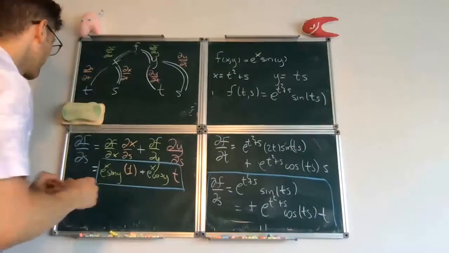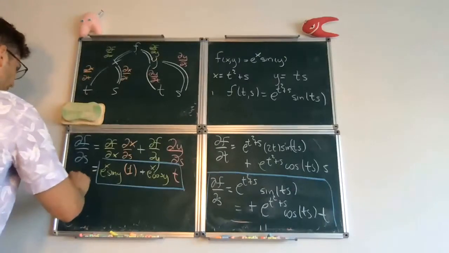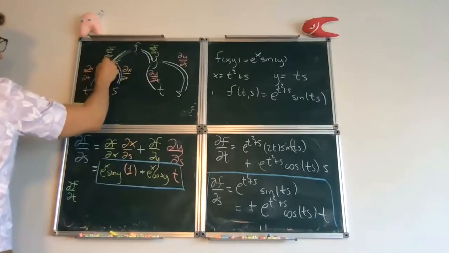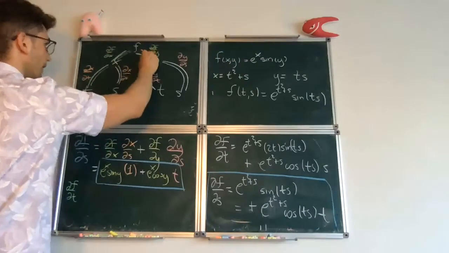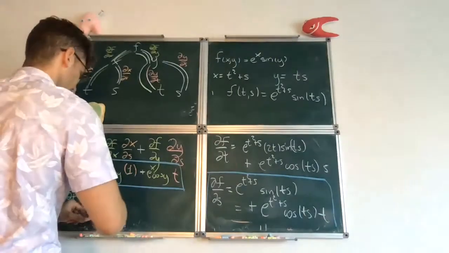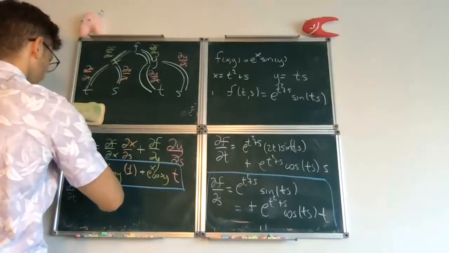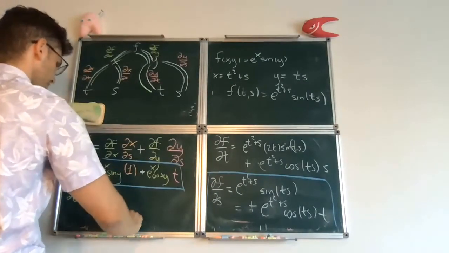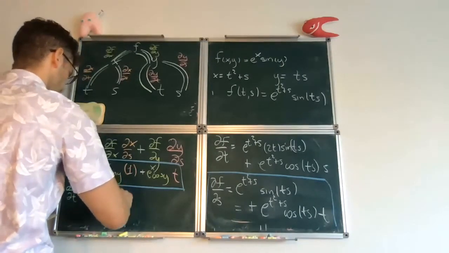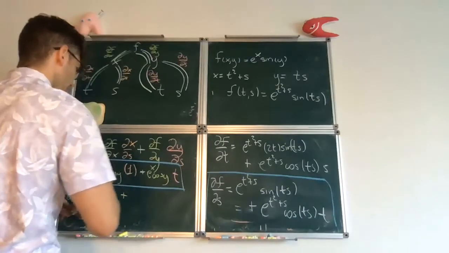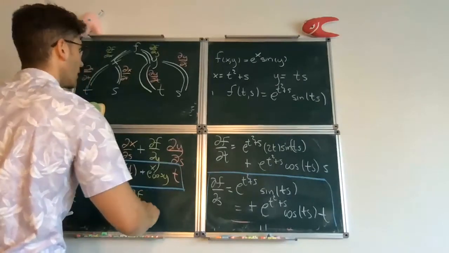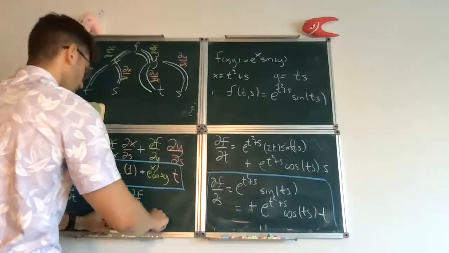And so, for example, if you wanted the partial derivative of f with respect to t, again, you just ask how many ways you have of going from f to t. You can go here, and then here and here. So that gives you two paths, and again, it's just the same story: partial of f with respect to x times partial of x with respect to t now, plus partial of f with respect to y times partial of y with respect to t.